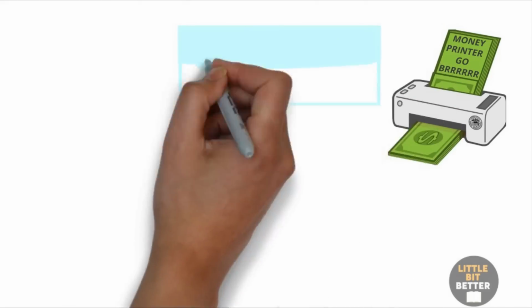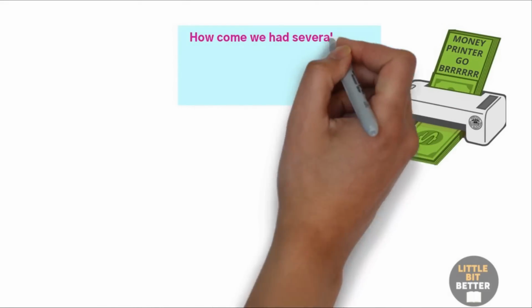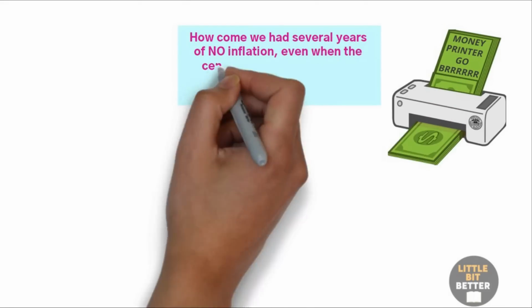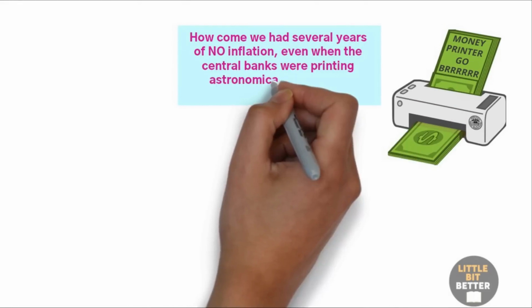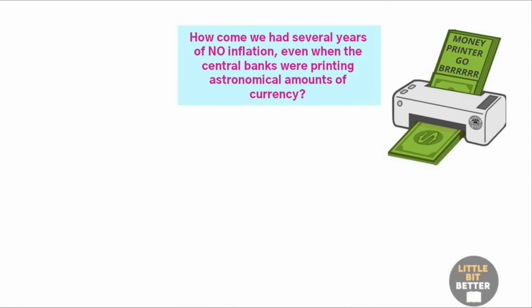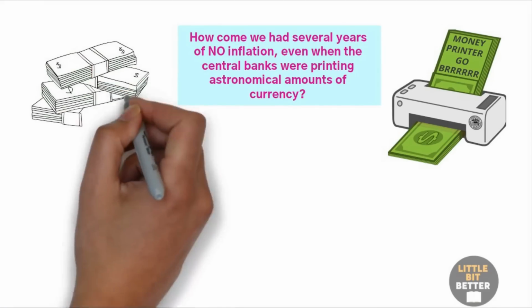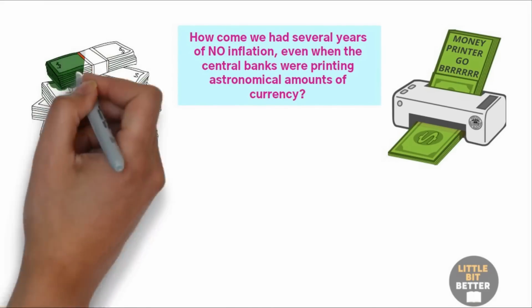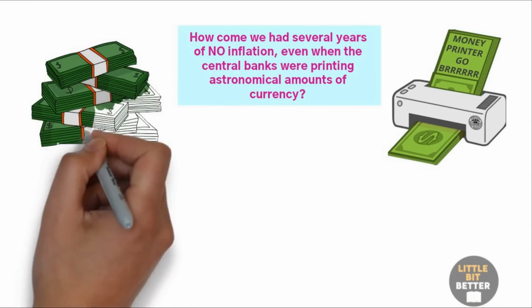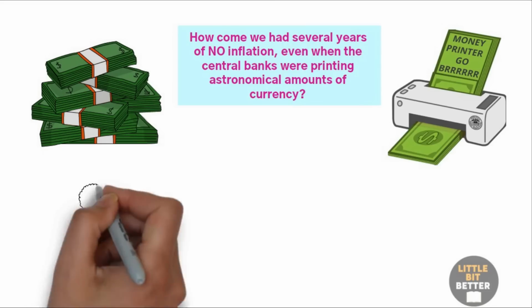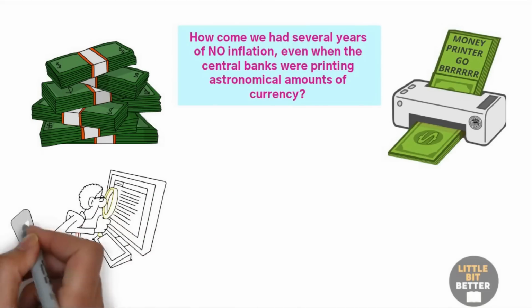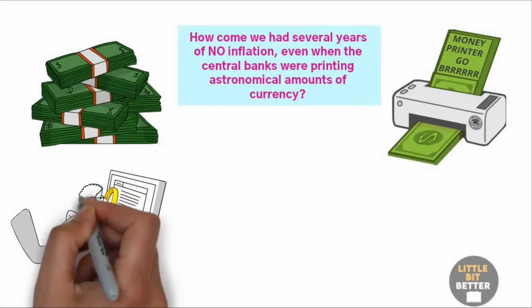Here is another question you might ask. If currency printing causes a loss of purchasing power and inflation, then how come we had several years of no inflation, even when the central banks were printing astronomical amounts of currency? Here's the thing. Inflation via currency creation is never evenly distributed across all areas of the economy. Whatever sector the new currency flows to inflates that sector into a bubble.